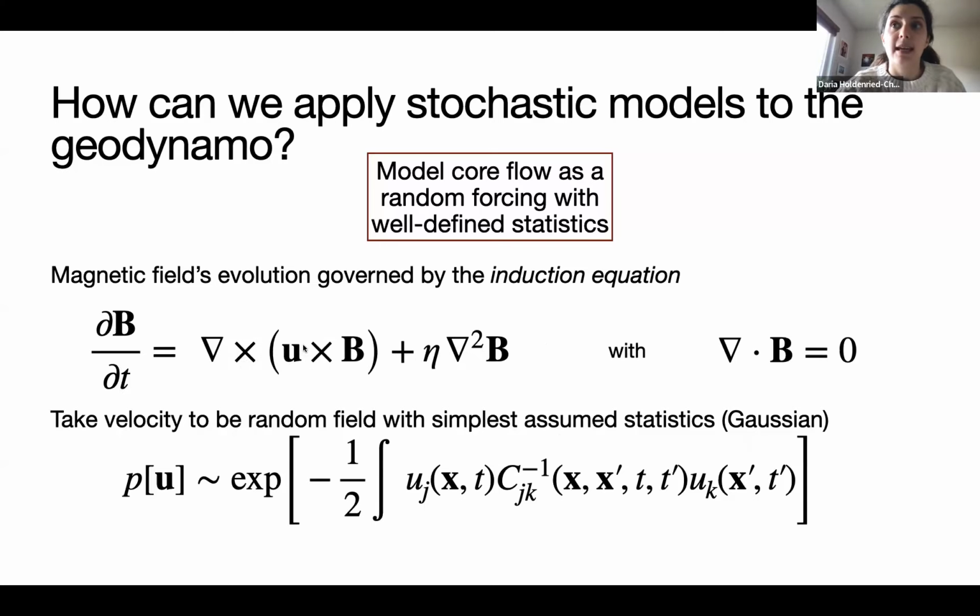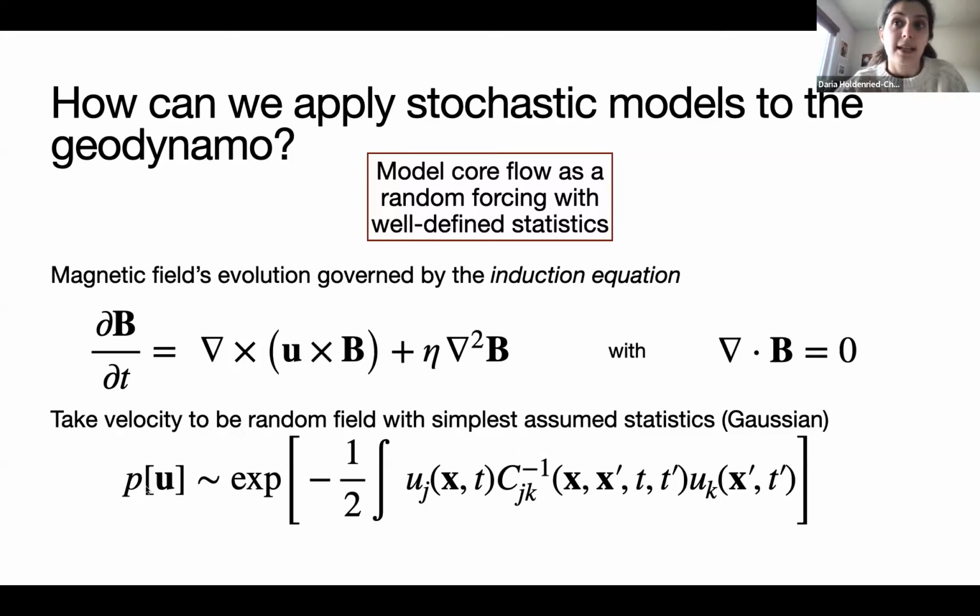And what we do is say this velocity u is essentially a random field, which is drawn from a well-defined probability distribution. And then we want to understand the averages of the magnetic field that emerge from choosing random velocities. And the probability distribution that we use for this is a Gaussian distribution. This is really just for simplicity and for making the calculation tractable.